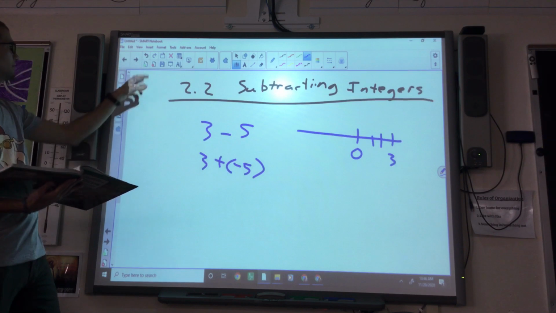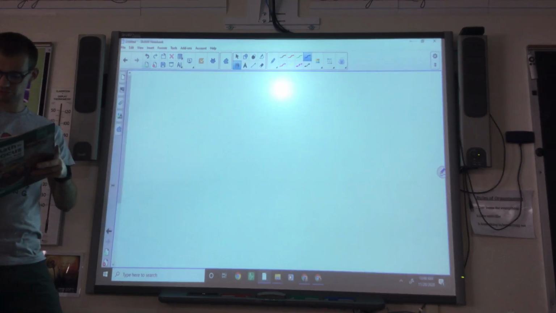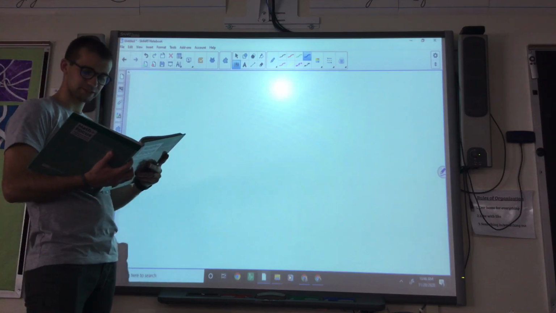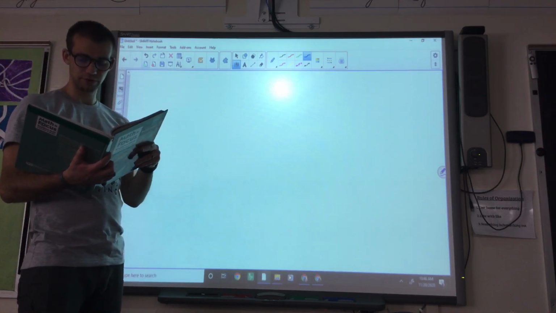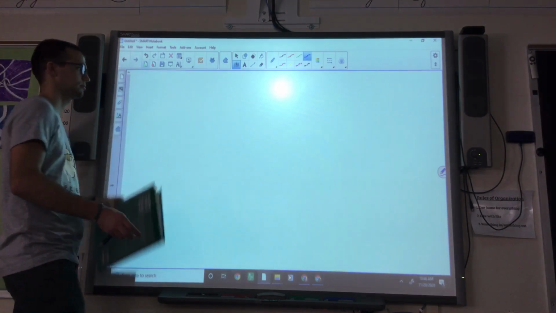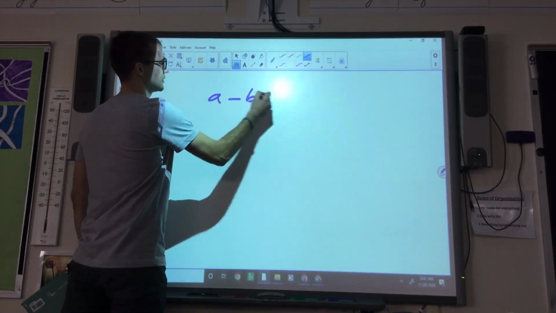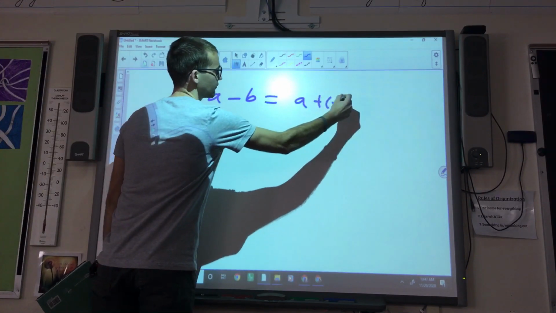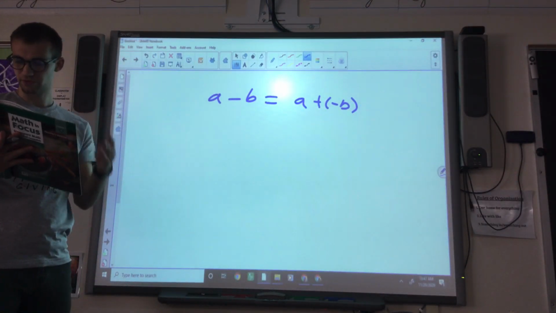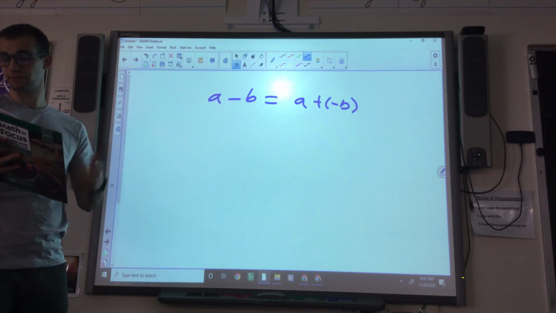If you look on the bottom of page 77, I'm going to confuse you. So it says subtracting a positive integer b is the same as adding its opposite, negative b. So if you have a minus b, it is the same as a plus a negative b. That's what we just went over. But the other thing, subtracting a negative integer negative b is the same as adding its opposite.